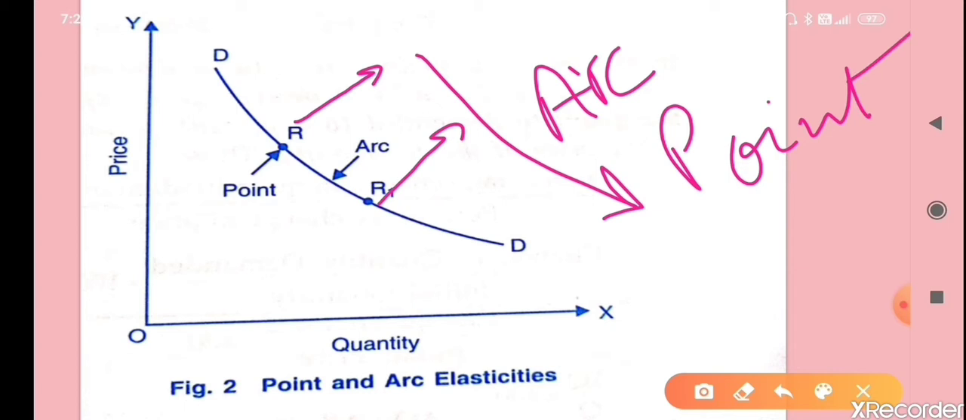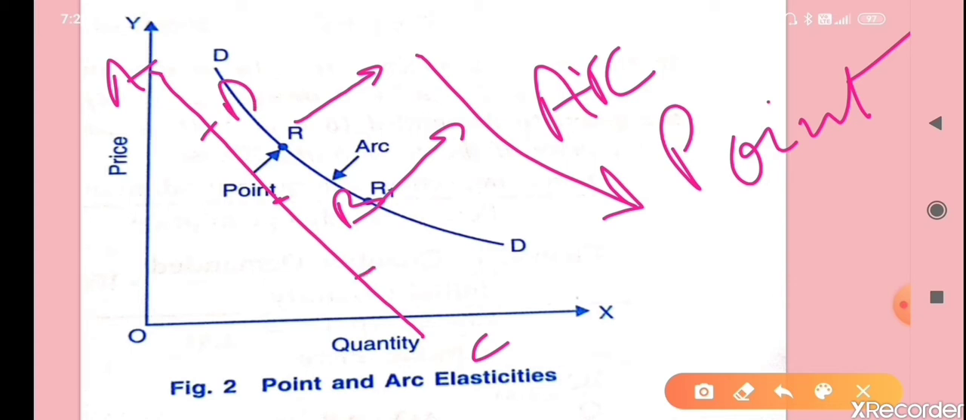Point elasticity we can calculate by two methods. One: when a straight line is given, on that we can calculate the point elasticity. Suppose on this line we have different points A, B, C, and maybe one point D and one point E. Let us see how we can calculate elasticity on a straight line. Suppose we have to calculate elasticity; the formula is simple: EP will be lower section upon upper section.